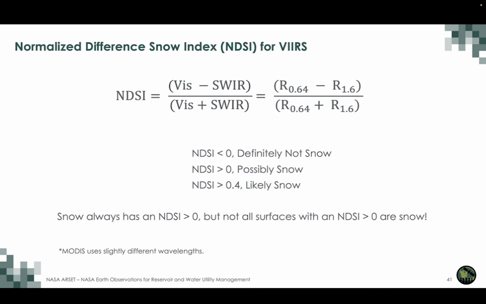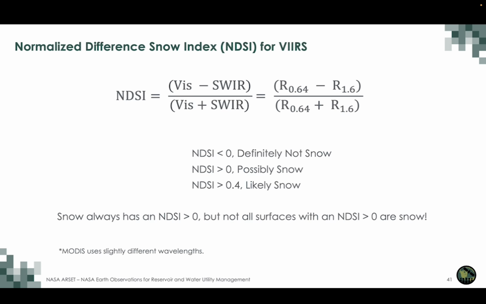The Normalized Difference Snow Index, or NDSI, uses the difference between the visible and the shortwave infrared reflectance to map snow-covered areas. NDSI less than 0 is definitely not snow. This is typically bare ground or open water. An NDSI value above 0 is possibly snow. This often represents patchy melt or snow hidden under forest canopies. An NDSI above 0.4 is likely snow. This is our critical threshold for confidently mapping the continuous snowpack.